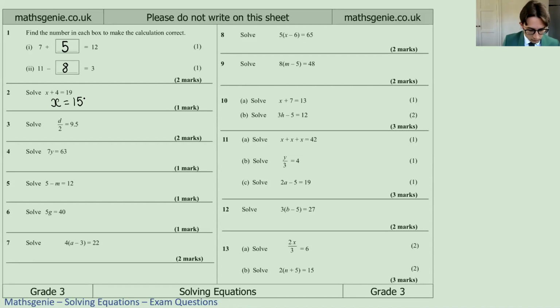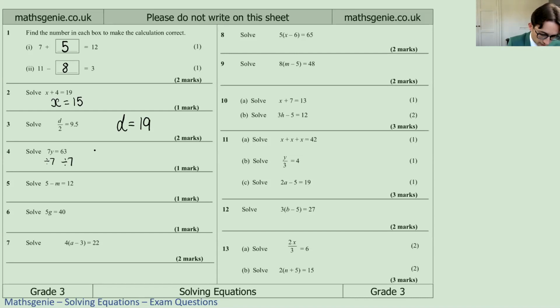Now, a little bit of a trickier one. d divided by 2 is 9.5. So if I've got d over 2, or half of d, then to get one whole amount of what d is, I have to times both sides by 2. So when I have 2 lots of x, I divide by 2. When I have half of x, or half of d, or half of something, I have to double it to get the whole quantity. So if I times both sides by 2 here, I get that d is equal to 19. And then if I check it, 19 divided by 2, is that 9.5? Yes.